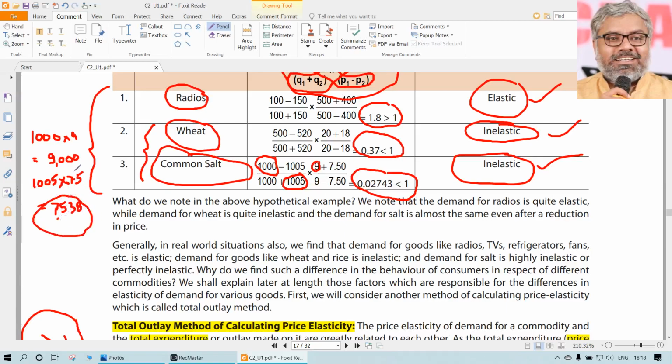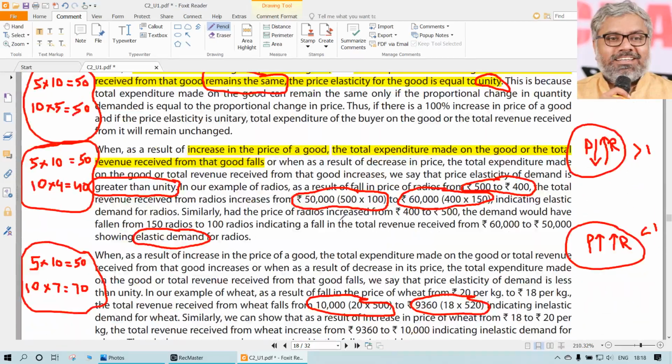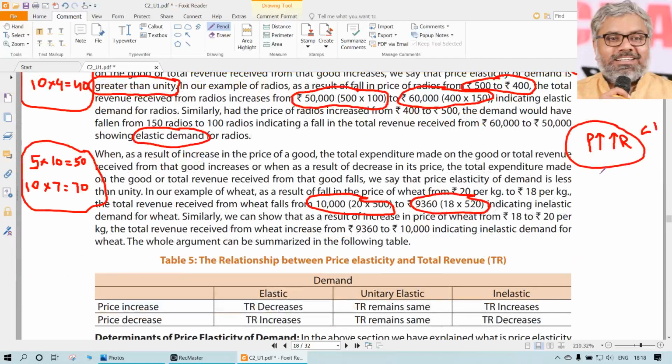So what happened once again to the total revenue? Earlier the total revenue was 9000. Now the revenue has decreased. Why? Because of a decrease in price from 9 rupees to 7.5 rupees. So once again, what can be proven? It is also relatively inelastic. We don't know if it is 0.027 or whatever it is, the number we may not know. But definitely using this total revenue method, we can come to know that when the price decreased, revenue also decreased.